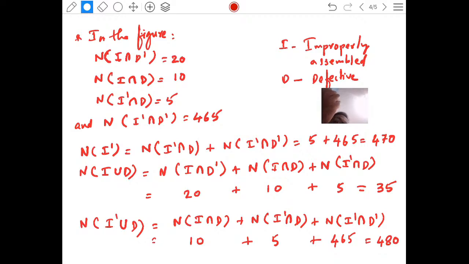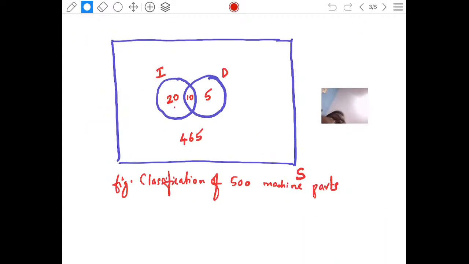It contains the number of I complement union d, which contains all the values of I complement, all the values of d complement, and all the elements which are common to both I complement and d. So all the cases we have to take, that is the cases where we have d, then the cases where we have I complement. Therefore we have to add these three subsets, so that we get 10 plus 5 plus 465 equal to 480.